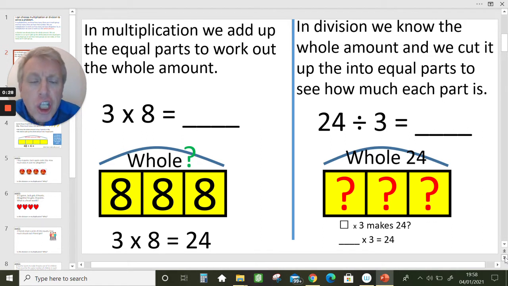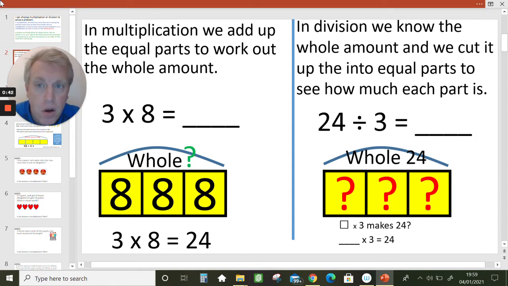I want to just show how multiplication and division are related to each other, but they are inverse operations. So looking over here now on this side, in multiplication we know all the parts. We know that the groups are all the same size. We know it's the same number however many times. And we use that information to work out the whole amount.